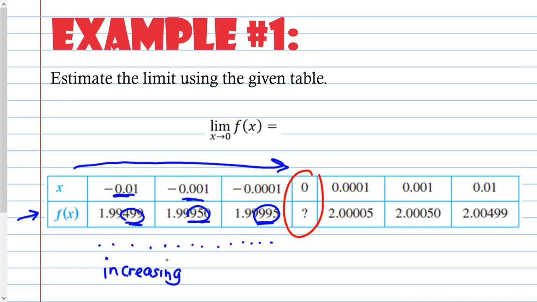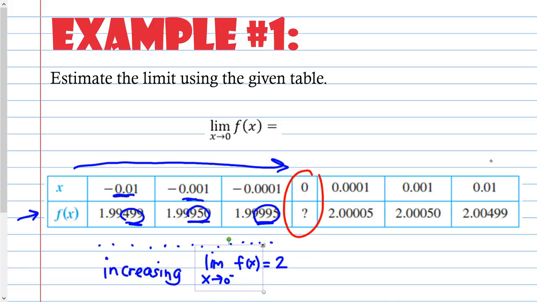Now, what number would this appear to be headed towards? Hopefully, in your mind, you're thinking, oh, well, it looks like it's heading towards 2, right? Okay, so the limit as x approaches 0 from the negative side of f of x sure looks like it's headed towards 2.